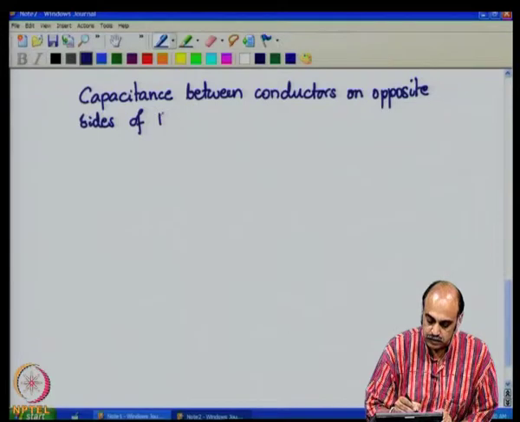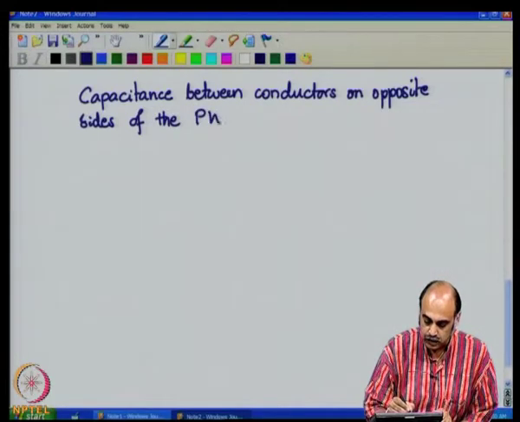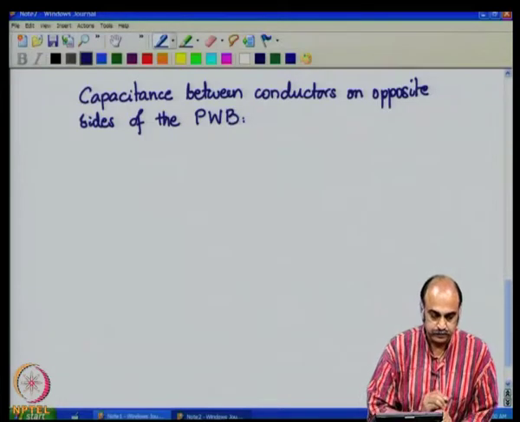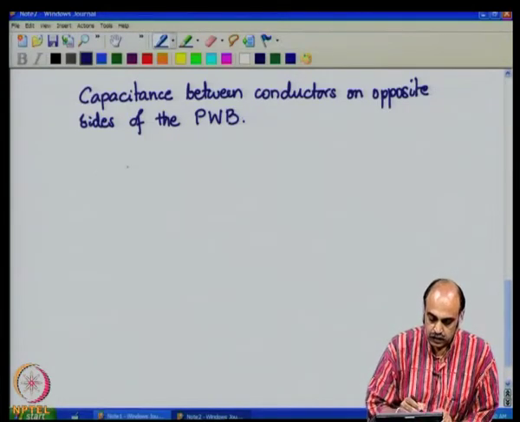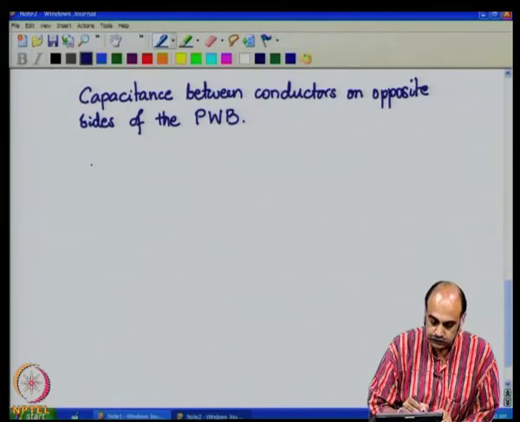Of the PCB, printed circuit board or printed wiring board. Now, we have seen the variables and symbols in the equations. Let us take some numbers.